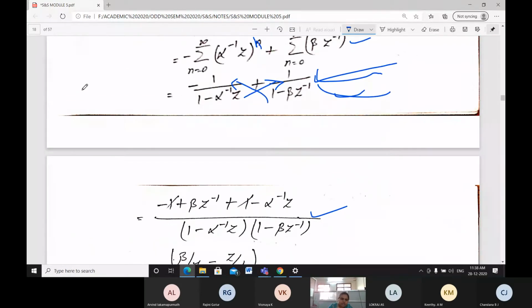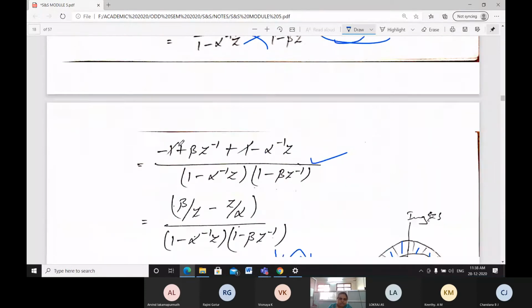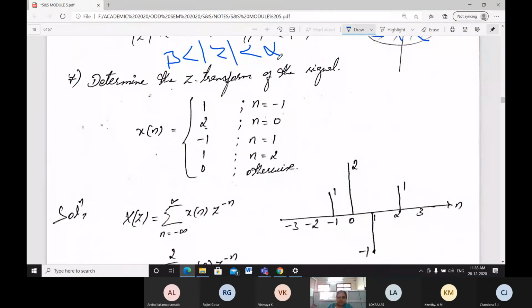This is also important. This will be asked in the 6 marks or 8 marks in the exam. It's like a general problem, okay?